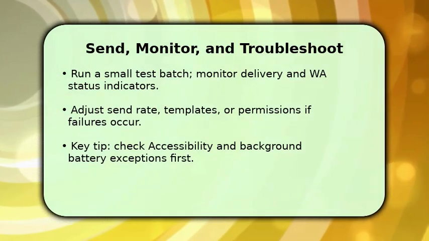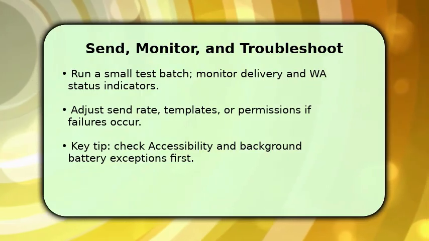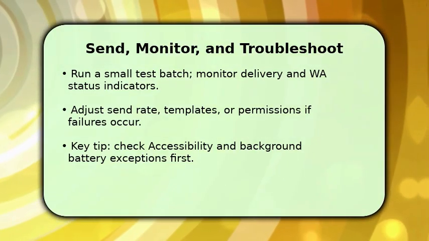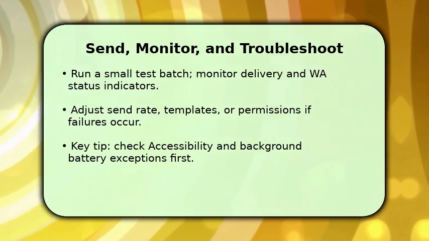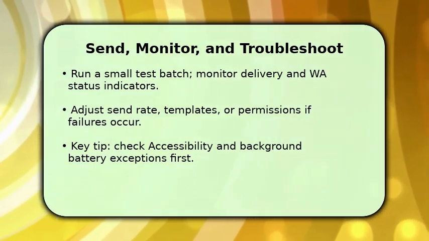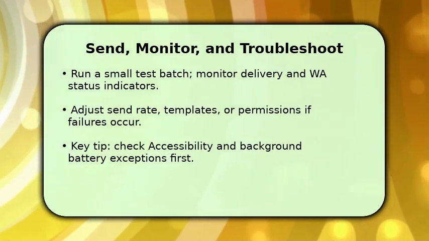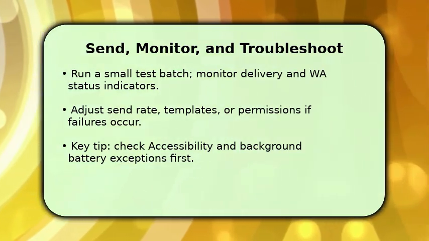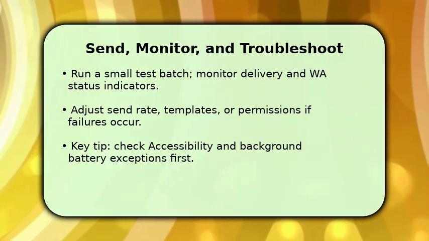Execute a controlled test batch first. Send to 5-10 recipients and watch delivery statuses in both the Sender app and WhatsApp. If messages fail, pause the run and check common issues: accessibility and notification permissions, background battery optimization, or blocked numbers. Adjust send rate or template formatting and rerun the test.